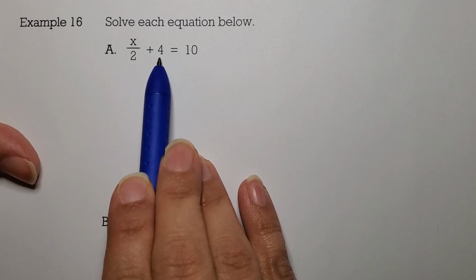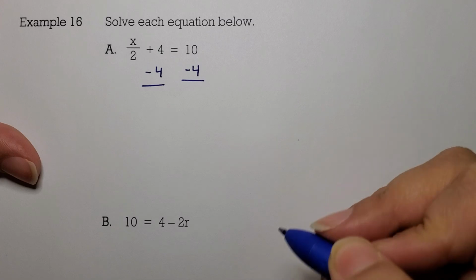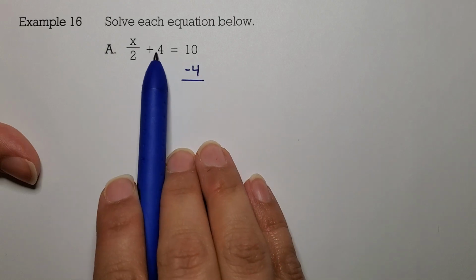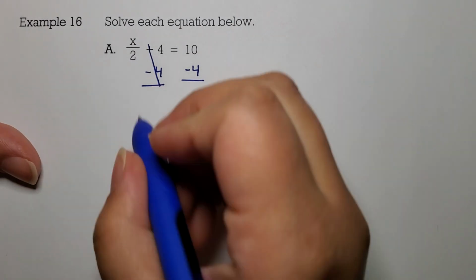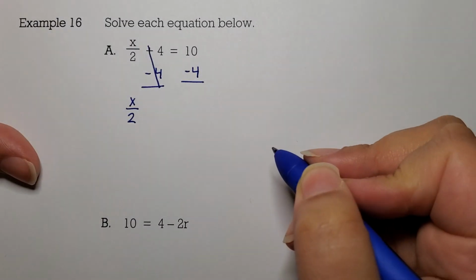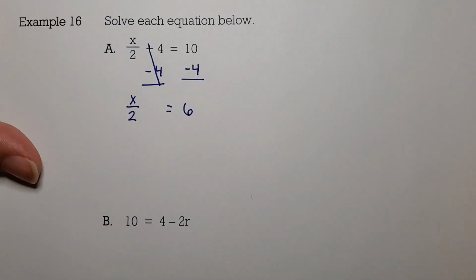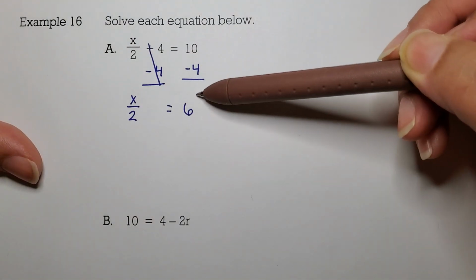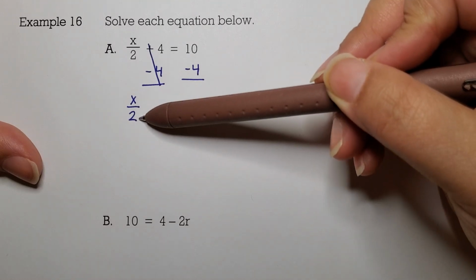Since this is being added, I'm going to subtract it from both sides. And a reminder, when I say both sides, I mean the number on the right-hand side of the equals and the number on the left-hand side of the equals. This is going to cancel out on the left, giving me just x divided by 2. And on the right-hand side, 10 minus 4 is 6. Now, for my next step, I have just the x's on one side and just the non-x's on the other. So all I have to do is get rid of this 2.